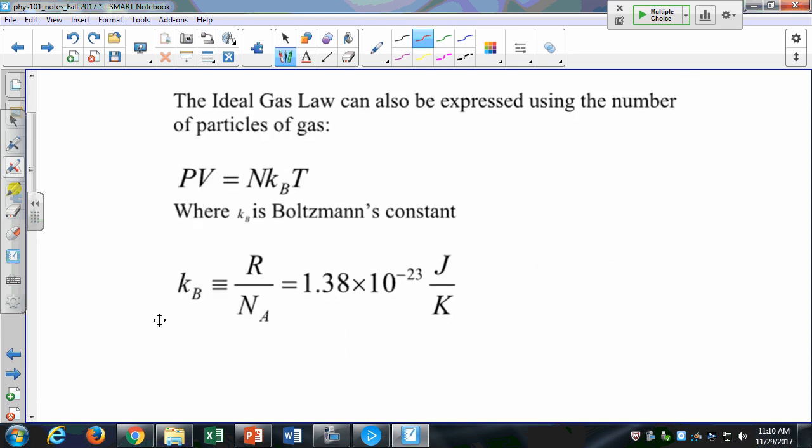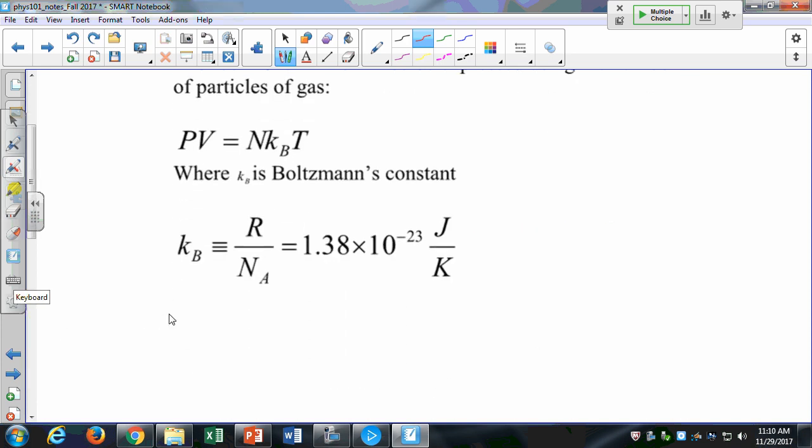You can express it with Boltzmann's constant. Their constant's different. It's just different units. But this is also the ideal gas law. But here, instead of having N be the number of moles, here N is actually the number of particles. Right? And so we express the gas constant a little bit differently. That's it, I think. A couple of questions here.